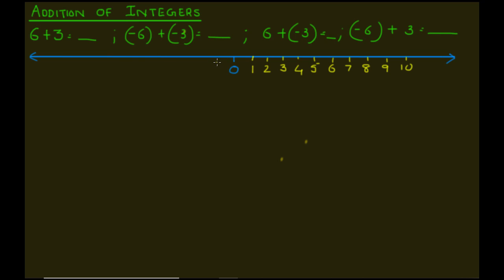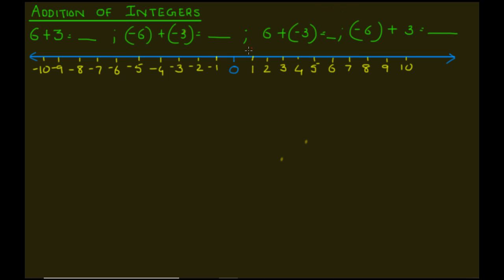On the left hand side of 0, we've got the negative integers. Yes, so you have negative 1, then negative 2, negative 3, negative 4, negative 5, negative 6, negative 7, negative 8, negative 9, negative 10, and you can go on if you want to. So let's take the first sum, positive 6 plus positive 3. Now, how do we do that?